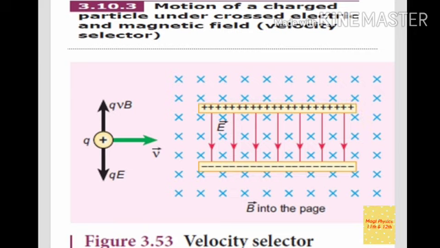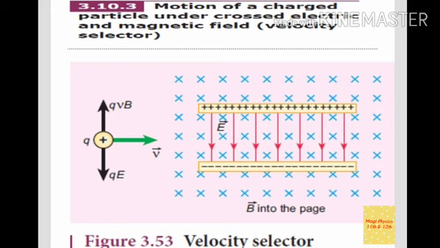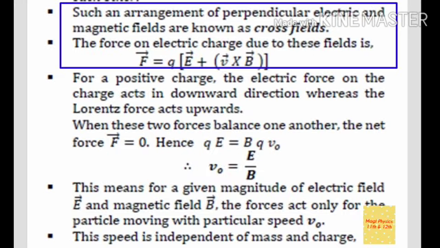By applying a proper electric field E vector, the Lorentz force can be balanced by the Coulomb force. Here, the Coulomb force acts along the direction of the electric field, whereas the Lorentz force is perpendicular to the direction of the magnetic field. Therefore, in order to balance these forces, both the electric and magnetic fields must be perpendicular to each other. Such an arrangement of perpendicular electric and magnetic fields is known as crossed fields.